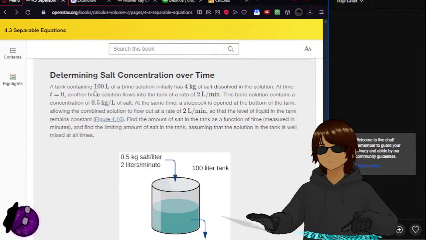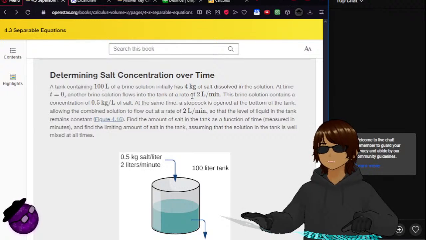A tank containing 100 liters of brine solution initially has 4 kg of salt dissolved in the solution. At time t is equal to 0, another brine solution flows into the tank at the rate of 2 liters per minute. This brine solution contains a concentration of 0.5 kg per liter of salt. At the same time, a stopcock is open at the bottom of the tank.